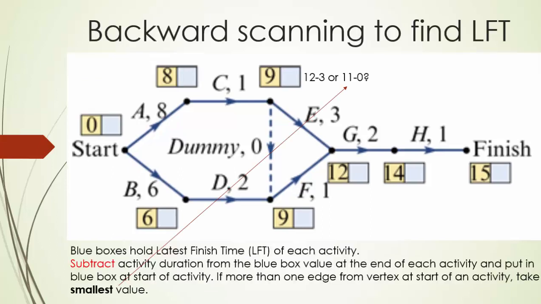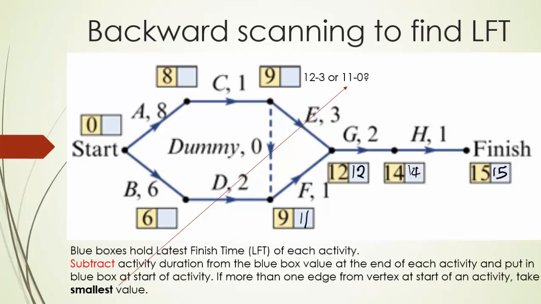This time we start with 15, so finish at 15, so we have 15 there. That's always going to be the same. 15, subtract the activity duration this time. 15 minus 1 is 14, 14 minus 2 is 12, so far pretty straightforward. F, 12 minus 1 is 11, not the same as the yellow box.